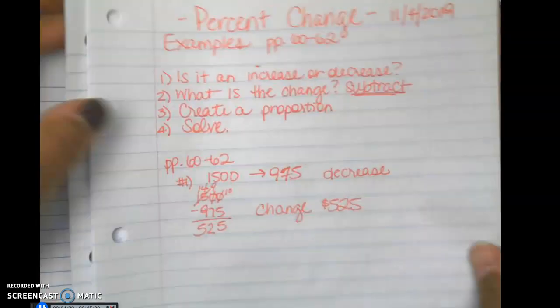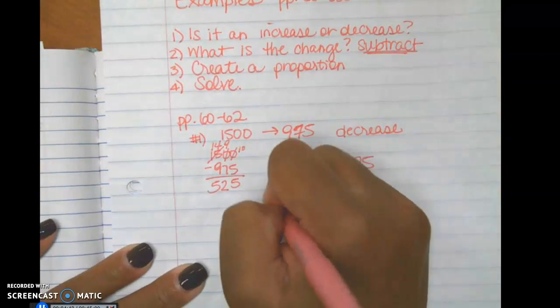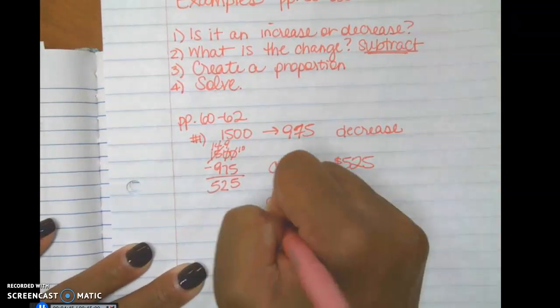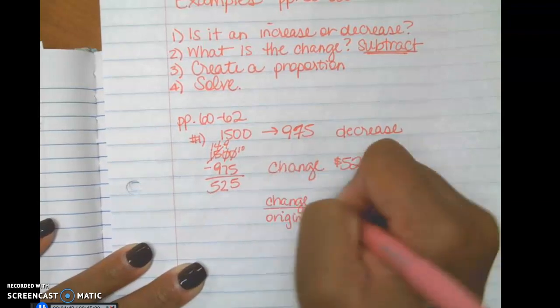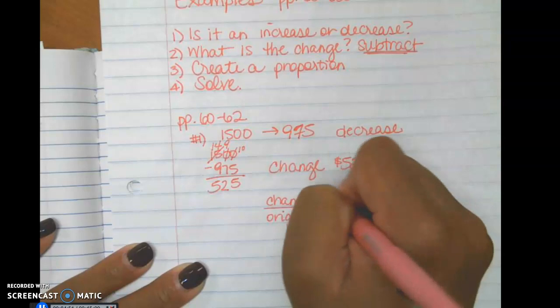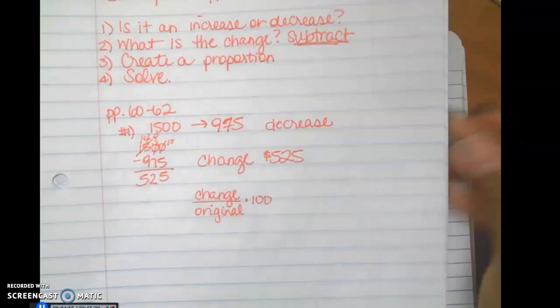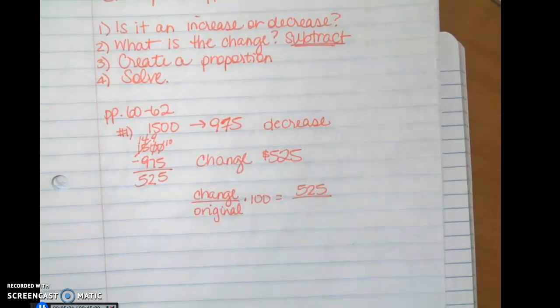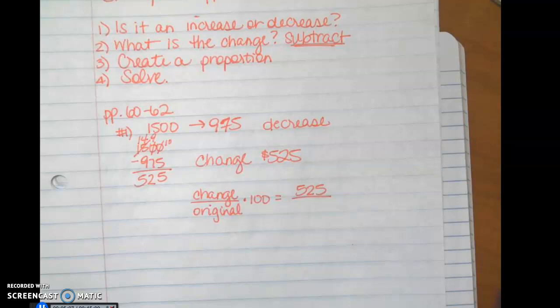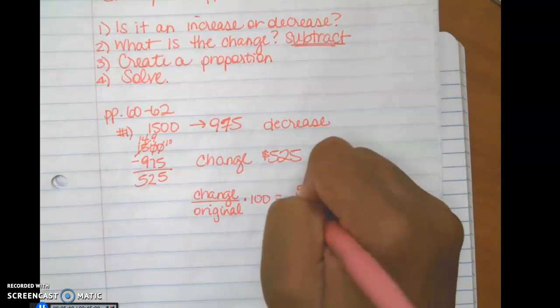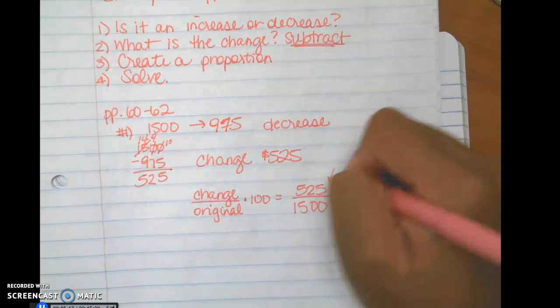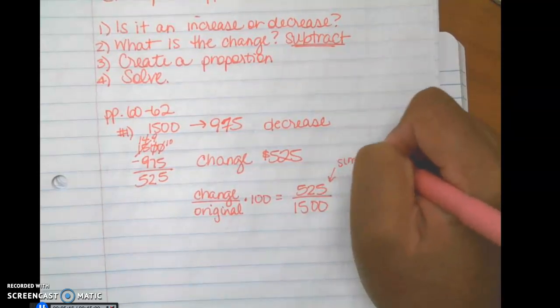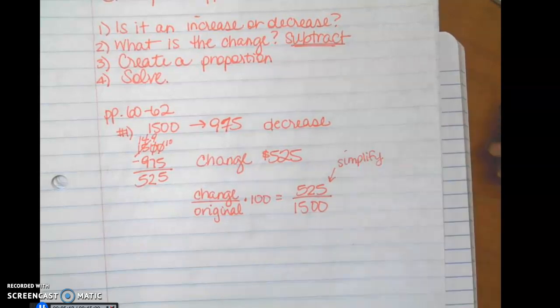So if you take my formula, you're going to have change over your original, and then times 100. So I put 525. What was my original price? 1,500. And then I need to simplify. Always, always, always simplify your fractions before multiplying by 100. I might not even need to multiply by 100 because I already know what it is.